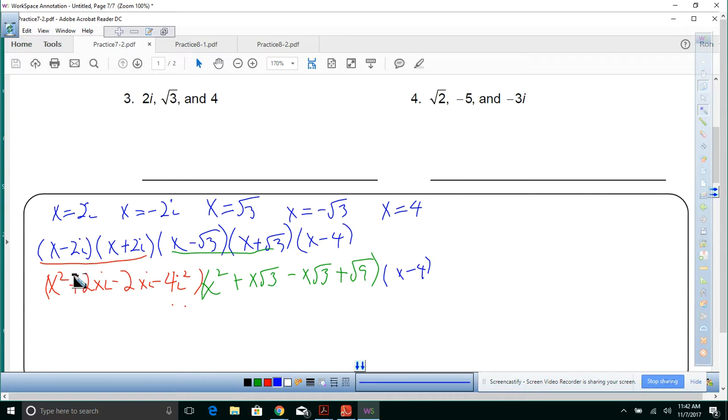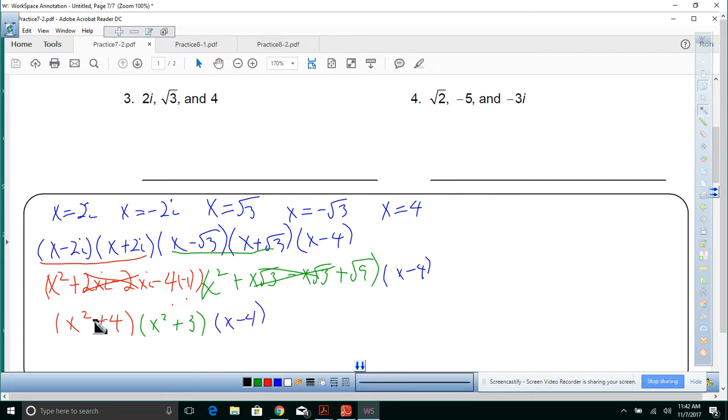So we can do some simplification over here. These two cancel out. I squared becomes -1. So we have x squared plus 4. -4 times -1 is +4. Here, these two cancel out, and we end up with x squared. And the square root of 9 is just 3, so we got +3. And then that's x minus 4.